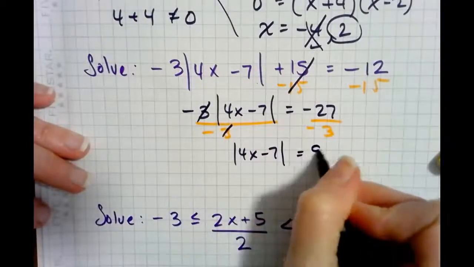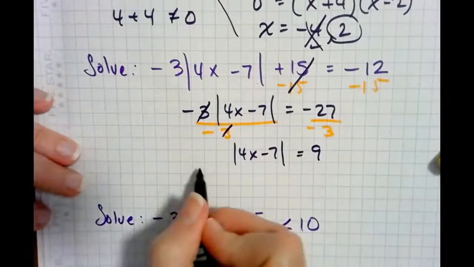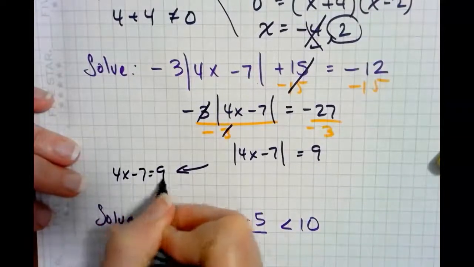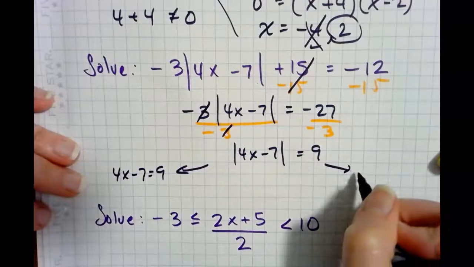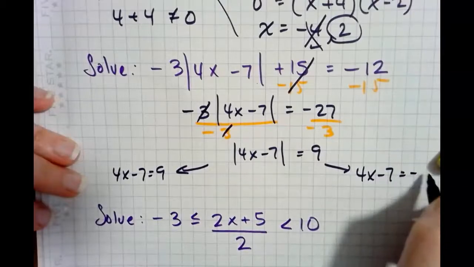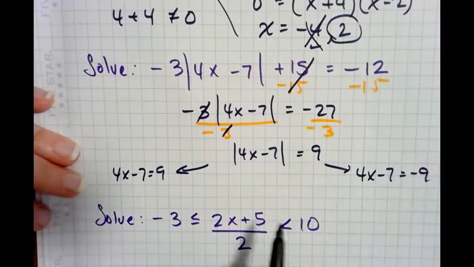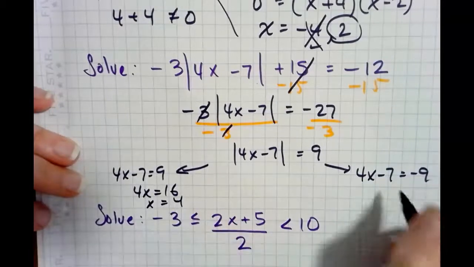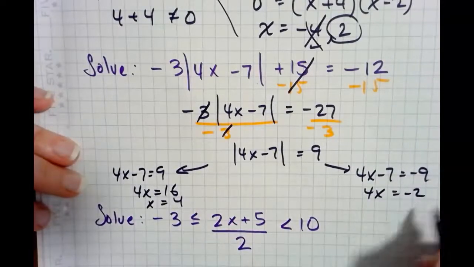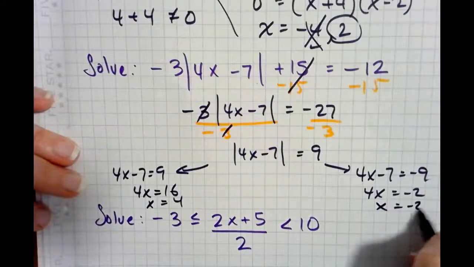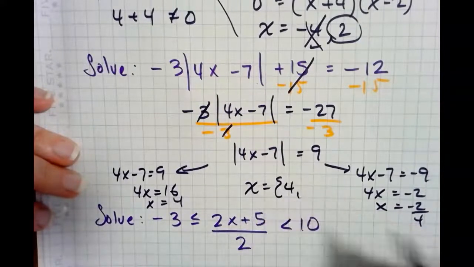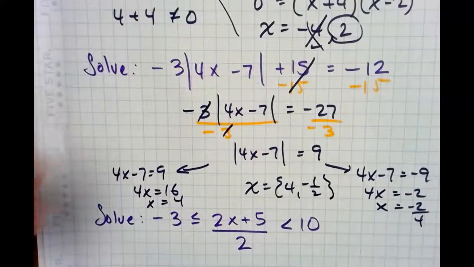minus 7 equals 9. From there, we can set up two different cases: the positive case, 4x minus 7 equals 9, and the negative case, 4x minus 7 equals negative 9. And then solve. 4x equals 16, x equals 4. 4x equals negative 2, x equals negative 2/4 or negative 1/2. So our solution set is 4 and negative 1/2. Both of those will work.